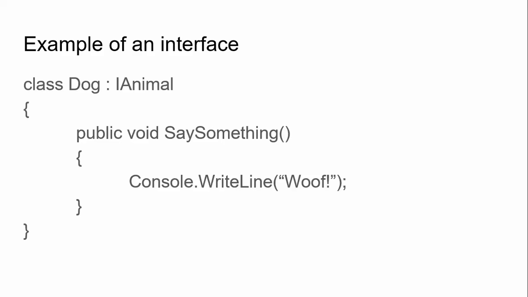But I'm going to talk more about interfaces later. So in this example, I'm making a dog, right? And the dog implements the iAnimal interface. Again, that's very much the syntax for inheritance. And then I'm providing a body for the function that I said I was going to implement. iAnimal says you have to have a say something function. So okay, there, I'm providing it. The only difference is you don't have the word override.